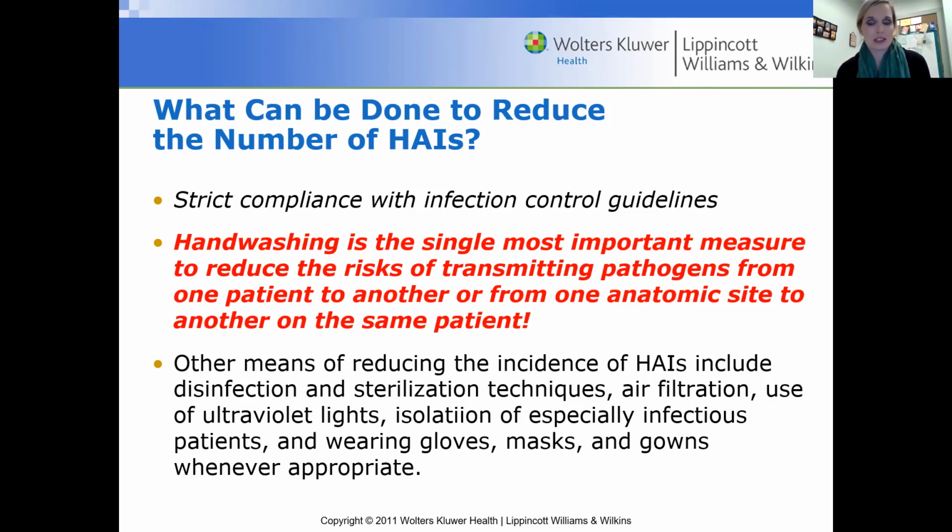Other means of reducing the incidence of healthcare associated infections include disinfection and sterilization techniques. So what I was just mentioning with the alcohol on the arm, but also again, washing our hands before that procedure is done is very important as well. Air filtration. We'll talk about air filtration a little bit later in this chapter. Use of ultraviolet lights for sterilization purposes. Isolation of especially infectious patients, so we'll get into that with air filtration as well. And then also wearing gloves, gowns, and masks whenever appropriate. So we'll talk about that too.